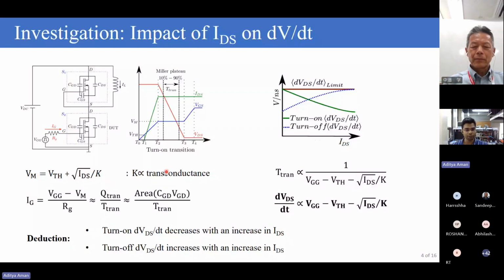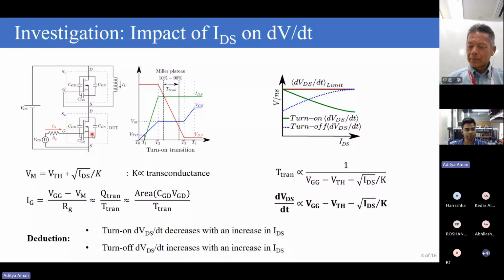Now, during this region, there is still some potential difference between the driver and the gate source voltage, and therefore the current is still being pumped in. But since this potential is fixed, this current gets diverted to CGD, and the CGD starts to discharge, resulting in the turn-on transition of the device under test.